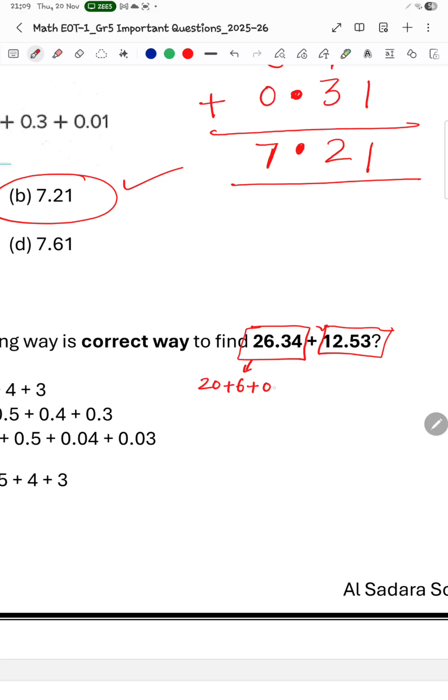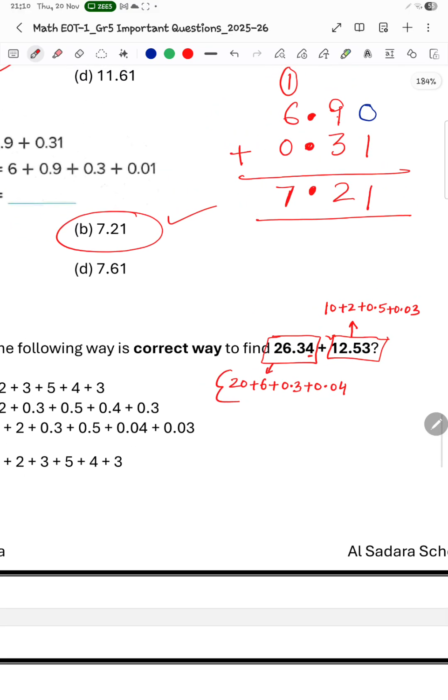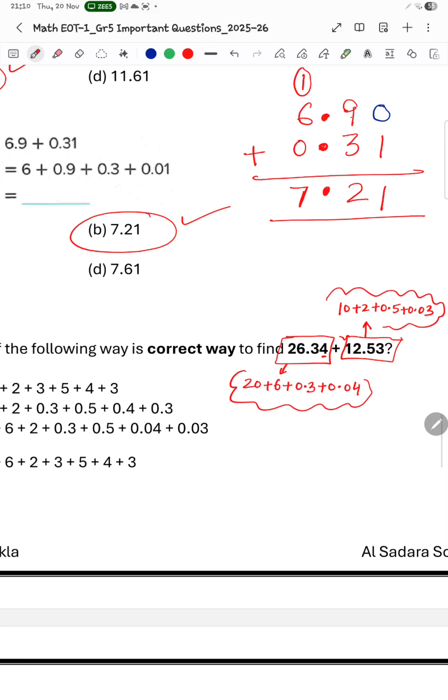Okay, 0.3 plus this is 400ths, so I will write 0.04. Now like this I will break the second number. So 10 plus 2 plus 0.5 plus 0.03. Now check which option has all these numbers. Okay, the option which has all these numbers will be the correct one.